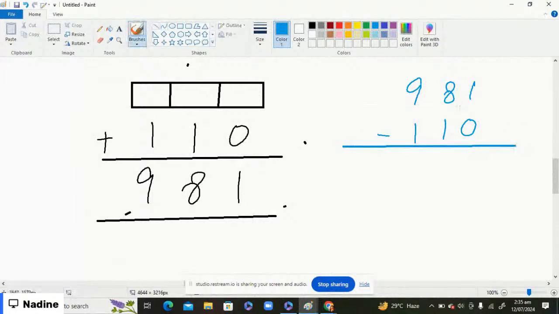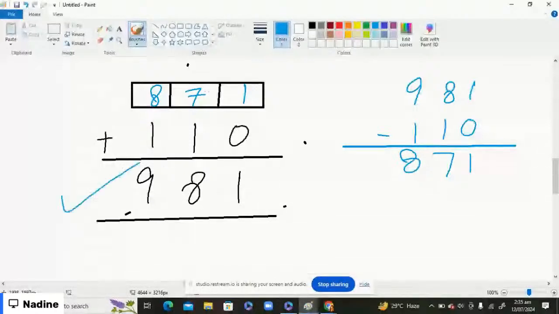So here 1 minus 0 is 1. 8 minus 1 is 7. 9 minus 1 is 8. So here the answer is 8, 7 and 1. Let's check. 1 plus 0 is 1. 7 plus 1 is 8. 8 plus 1 is 9. Yes, this is the answer of that question.